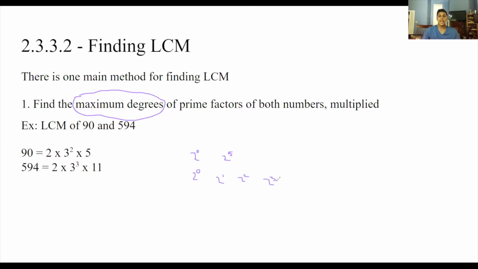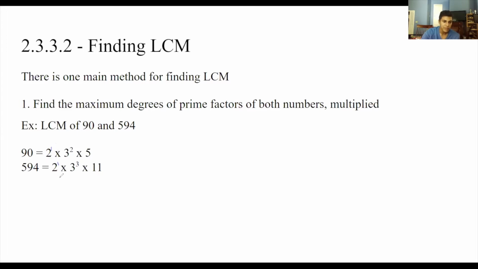And this applies to any number. If a number has an exponent, then it's a degree of that number that has the exponent. So what we need to do is find the maximum degrees of each of the prime factors of both numbers. So we'll start with our prime factor of 2. Both numbers have 2 in the prime factorization. And in both of these prime factorizations, it's actually just 2 to the power of 1.